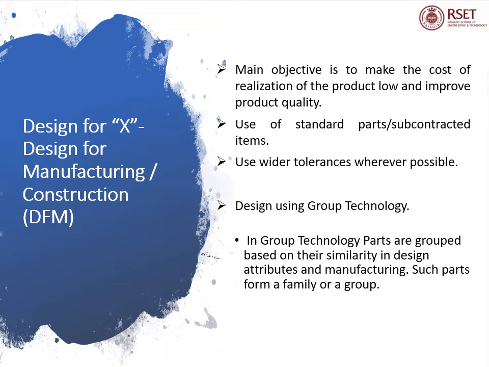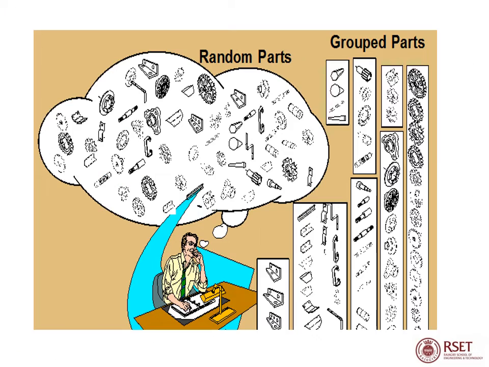So in group technology, parts are grouped based on their similarity in design attributes and manufacturing. Such parts form a family or a group. This reduces the total cost of production. The first part of the figure shows different random parts required for manufacturing the product. And in the second part, we can see the parts are grouped together based on their similarity.